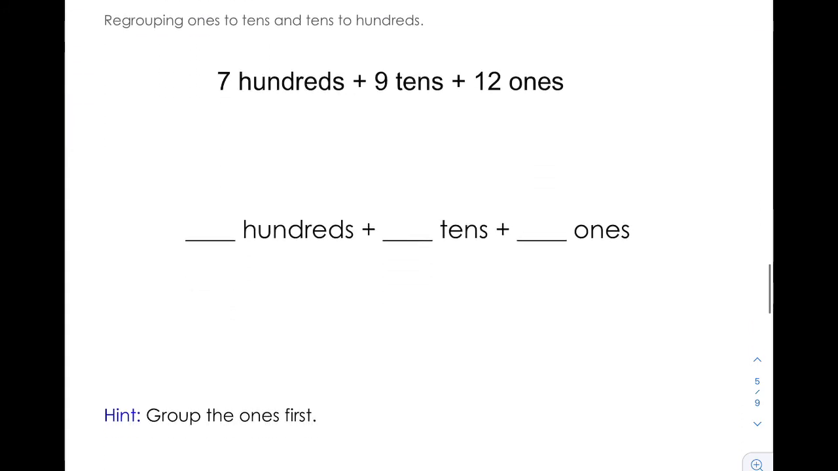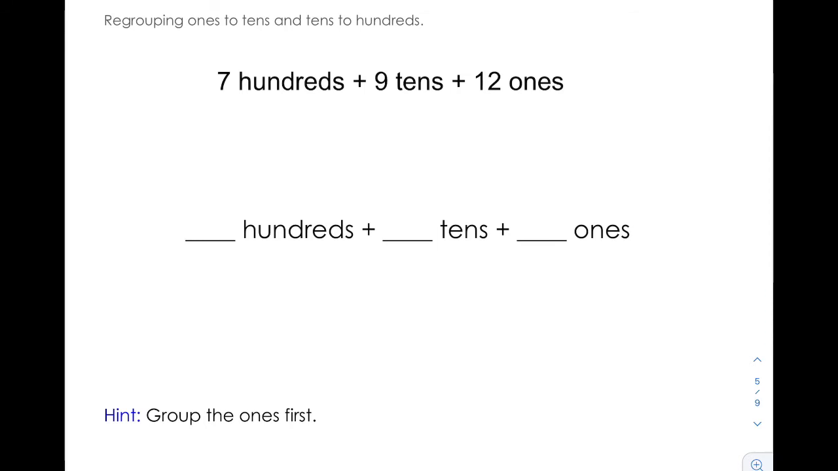All right, you can pause the video and try doing some regrouping here. Come back when you're ready. All right, let's try this regrouping. We have 7 hundreds, 9 tens, and 12 ones. You can pause the video, try this on your own, come back when you're ready.